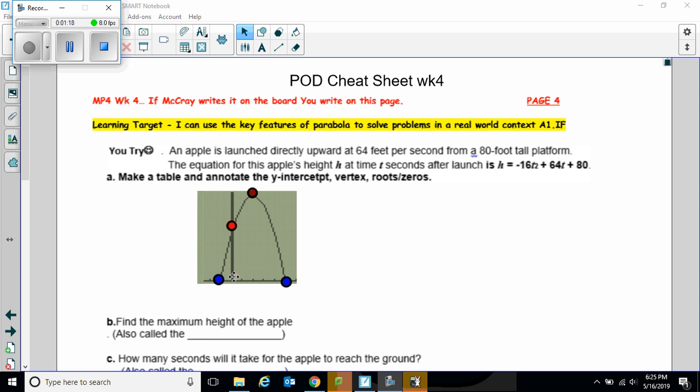And then finally, our vertex is the spot on the function that is either the maximum or minimum. So we are going to find the coordinates and put them in table form. Take a couple of seconds, pause the video, and work on that.